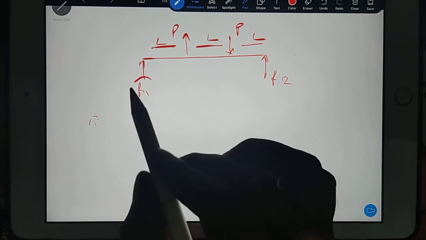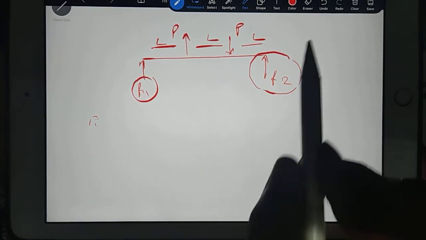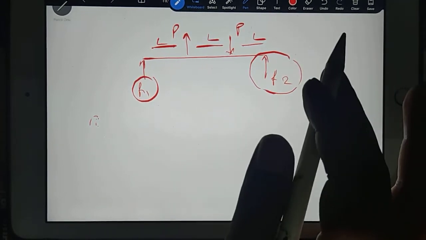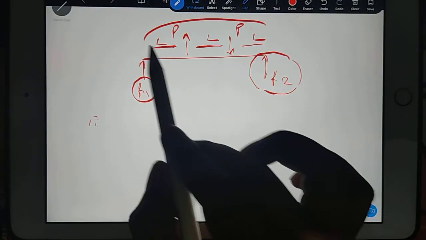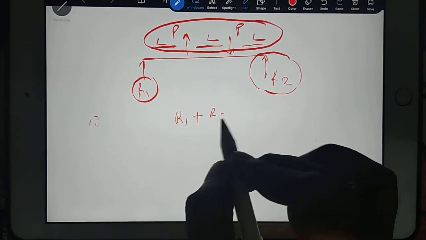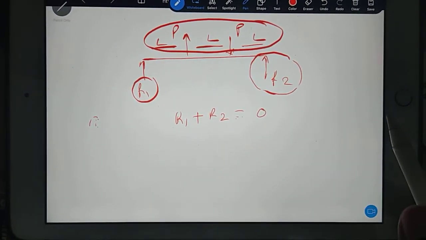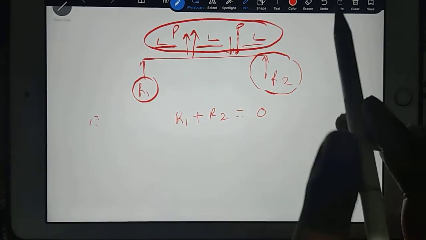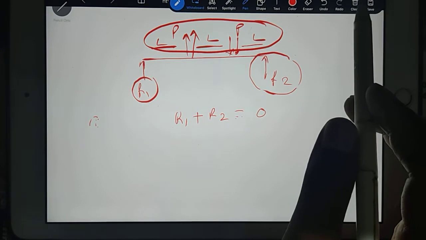Can you see how many vertical forces we have? This R1 and this R2, when you add, it should be equal to the applied loading from here. So you can see R1 plus R2 is giving you 0. Why is it giving you 0? Because the upward force and downward force are equal and opposite. That's why the total force applied will be 0.